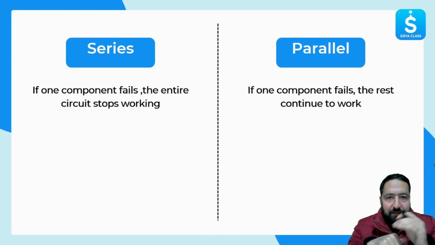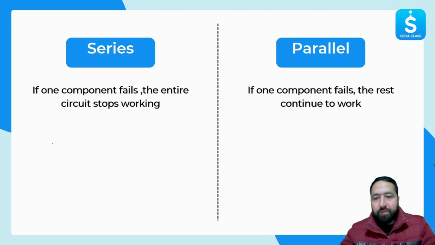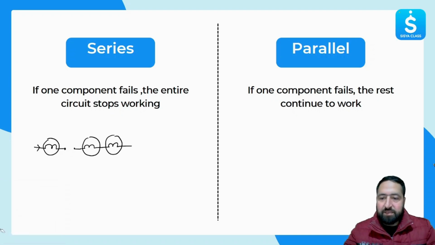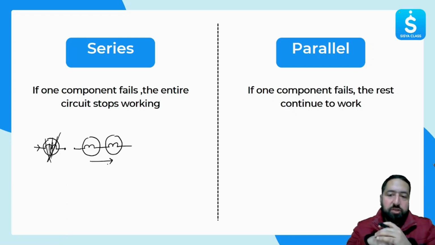In series, if one component fails, the entire circuit stops working because it opens the circuit. There is an open circuit now, so the current cannot flow. That is why these components will stop working. Let me make it like this such that I can break it later. Look, for example, these three bulbs are connected in series. Now the current is coming. Now, due to some reason, the circuit has been broken. Then what will happen to these two bulbs? Obviously, they will also stop working.